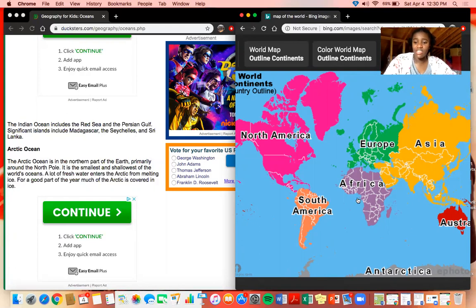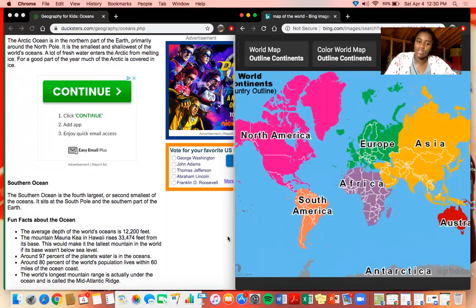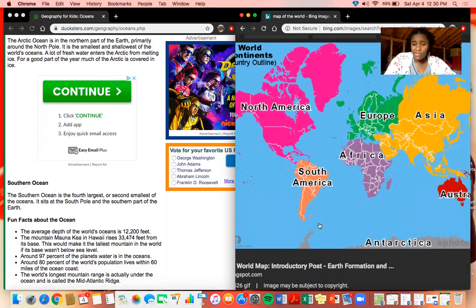And then we have our Southern Ocean, which is down here, the south part of the world. So it's Southern. It's right above Antarctica. It's also very cold there too. That's pretty much all I have.